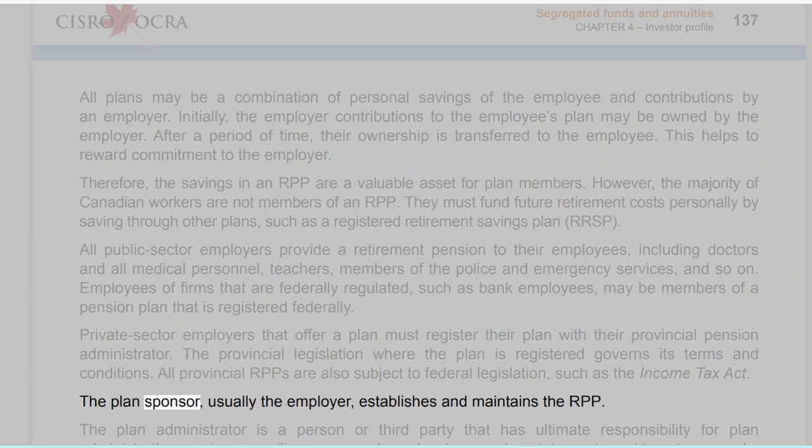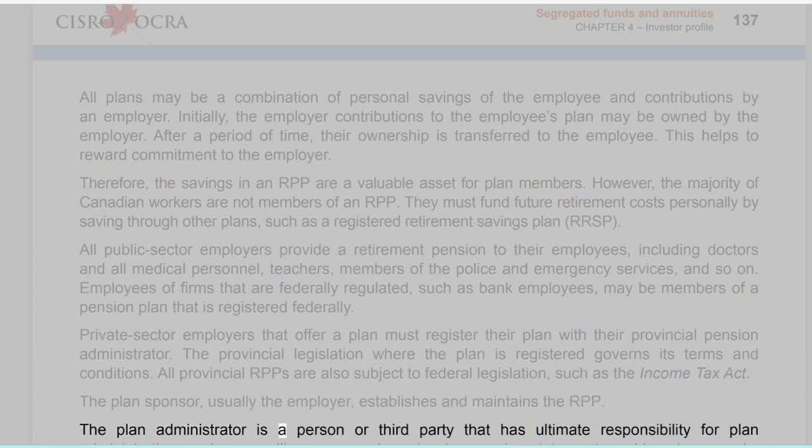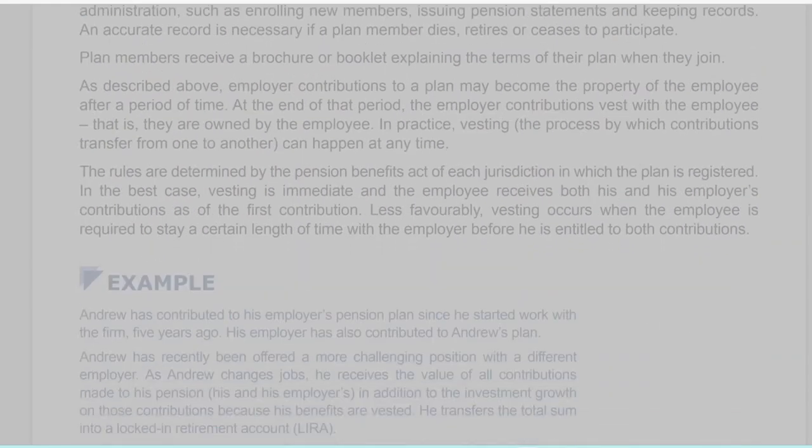The plan sponsor, usually the employer, establishes and maintains the RPP. The plan administrator is a person or third party that has ultimate responsibility for plan administration, such as enrolling new members, issuing pension statements, and keeping records. An accurate record is necessary if a plan member dies, retires, or ceases to participate. Plan members receive a brochure or booklet explaining the terms of their plan when they join.